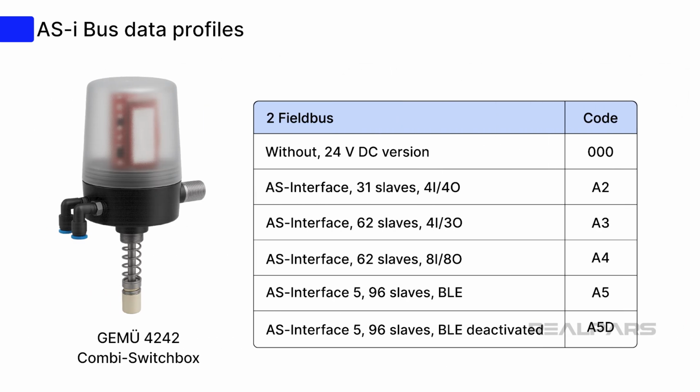Here is an example from a datasheet for a GEMÜ 4242 Combi-Switchbox used to detect valve position. Note the various data profiles available for this device. Which one is right for your system? The specifying engineer needs to know the properties of the plant's system in order to make the right selection.